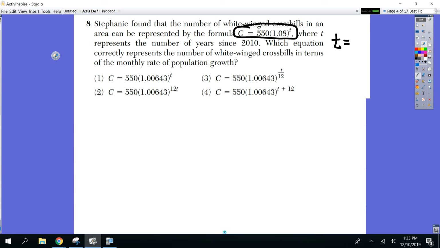Plug in a number for T. I would always avoid 0 and 1s. Plug in any, that's for you to decide. Whatever number you want to plug in. You plug in a number for T, you're going to get a value for C. You plug in that same number for T down here in your choices, and one of those choices is going to be pretty close to what you originally got for the top one.